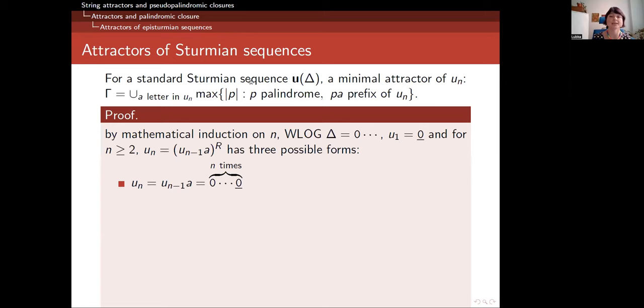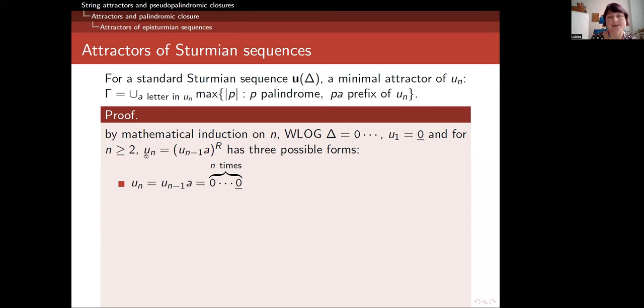I will proceed by mathematical induction on N. And let me assume without loss of generality that my directive sequence starts in 0. So in this case, U1 is 0. And yes, this is an attractor. It corresponds to this definition, to this form. Then we go to N greater than or equal to 2.